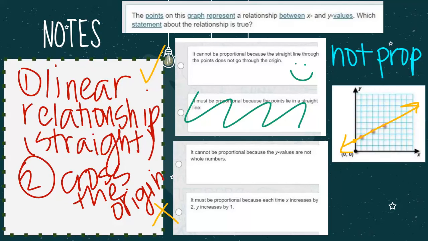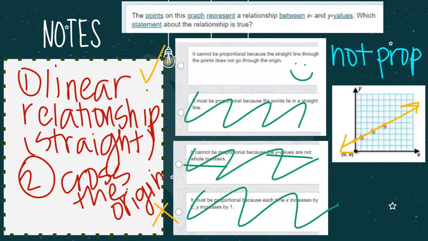It cannot be proportional because the y values are not whole numbers. Well, y values being whole numbers doesn't matter. It has to go through the origin and be a straight line. So this is not right. It must be proportional. Well, I know it's not proportional. So then our answer right here is it cannot be proportional because the straight line through the points does not go through the origin.